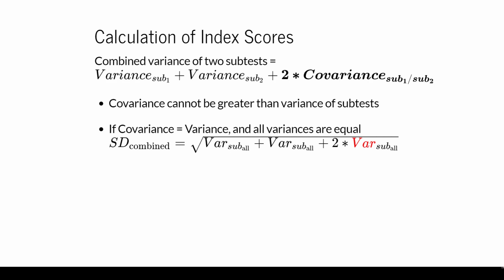And the covariance cannot be greater than the variance of the subtests. The greatest that the covariance could be is equal to the variance. And let's assume this is possible. It rarely happens, but let's assume that the covariance is equal to the variance of the subtest. What we get then when we plug in variance for covariance is the variance of each subtest plus the variance of each subtest. And if these variances are the same, what we end up with is 4 variances. And when we square root, that simplifies to 2 standard deviations.